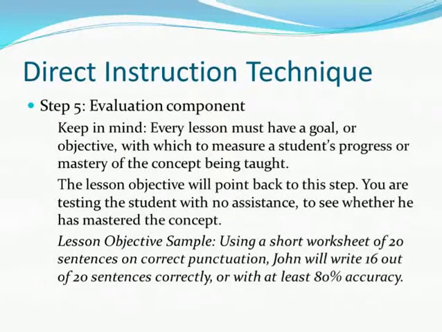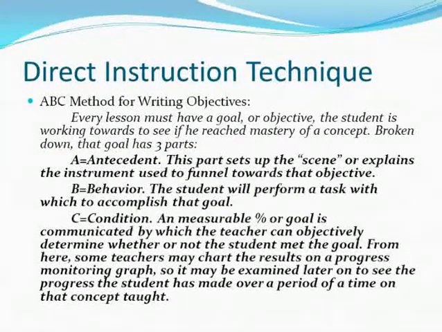You are testing the student with no assistance to see whether or not he or she has mastered the concept. The lesson objective sample is very important. And here we go. Using a short worksheet of 20 sentences on correct punctuation, John will write 16 out of 20 sentences correctly, or with at least 80% accuracy. I have just given you the goal, which uses the ABC method for writing objectives.